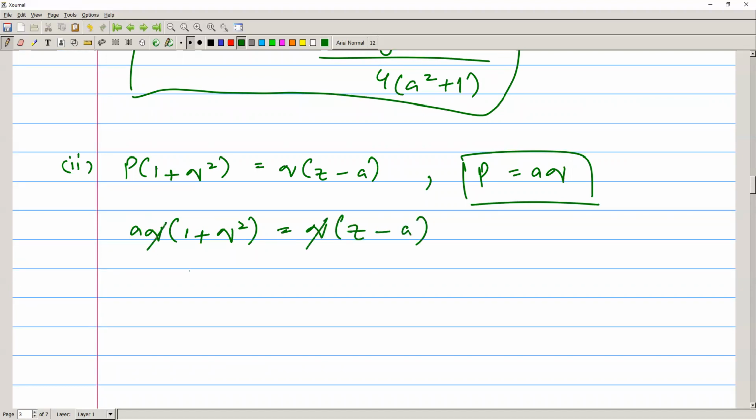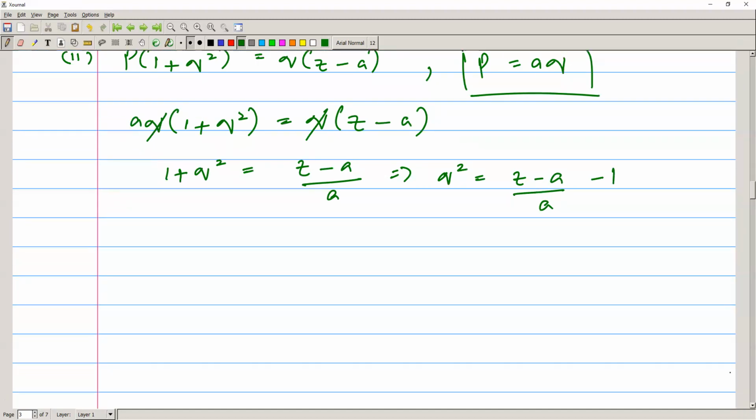This q will cancel with this q, and this will be 1 plus q squared is equal to z minus a over a. This implies that q squared is equal to z minus a divided by a minus 1. Right? So q will be equal to the square root of z minus a divided by a.